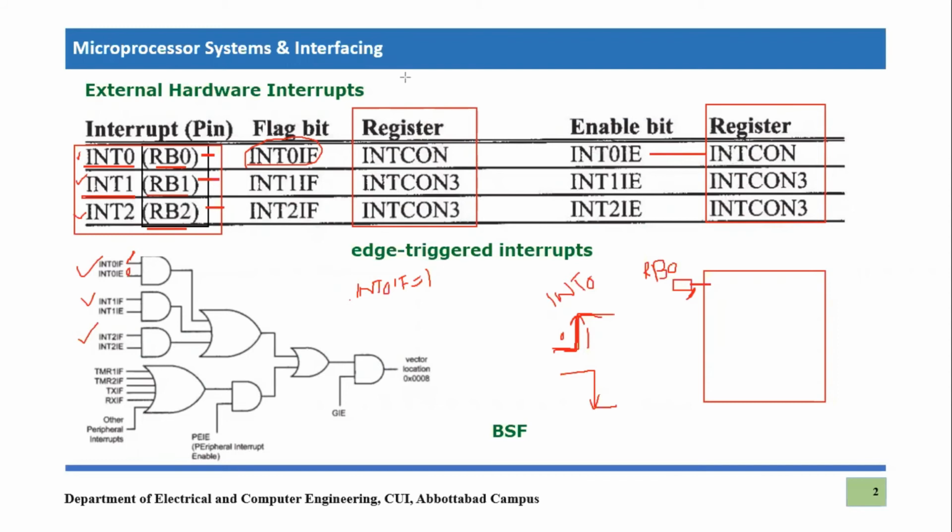So this is how you can actually configure it. I'm going to configure interrupt 0 IE. So how am I going to use it? I'm going to write here the instruction BSF. It is present in interrupt control register, comma, what do I have to do? INT0IE. So what is going to happen by the use of this instruction? This interrupt 0 IE bit, which was 0, will become 1.